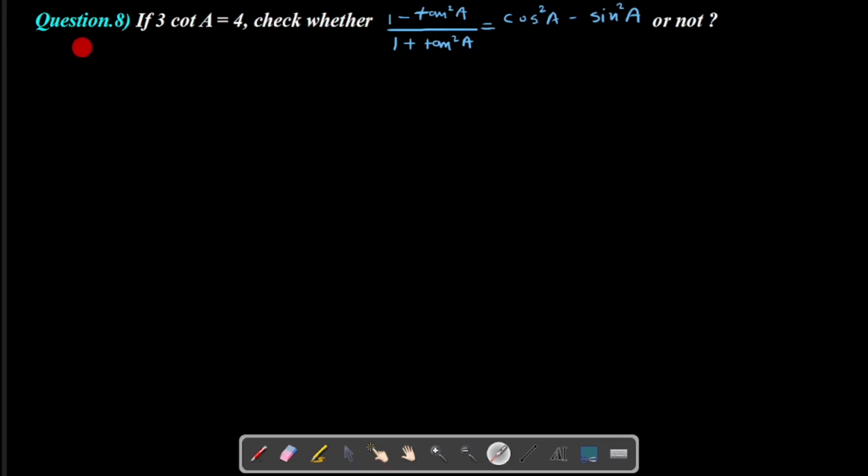We just understand what the question wants to say to us. Here the question is: if 3 cot A is equal to 4, check whether (1 minus tan square A) upon (1 plus tan square A) is equal to cos square A minus sin square A or not. We just have to verify that this equation is valid or not, by using the given fact, which is 3 cot A is equal to 4.